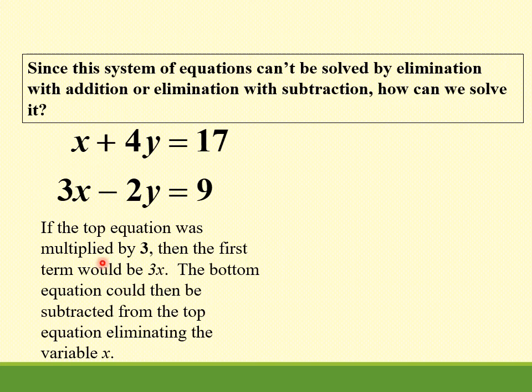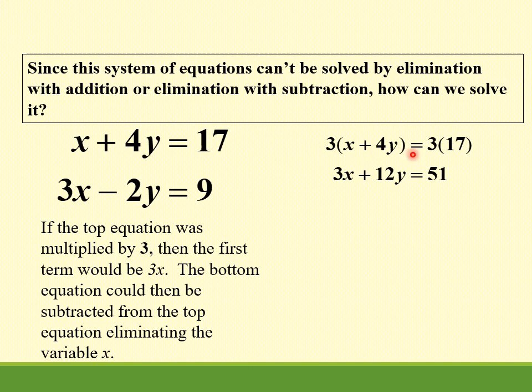So what we do here is that if the top equation was multiplied by 3, we take this 3 and multiply by the top equation. Then the first term would be 3x, and the bottom equation could then be subtracted from the top equation, and that will eliminate x here. So let us try to do that.